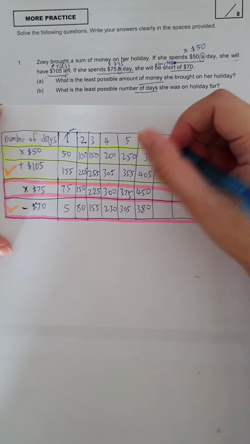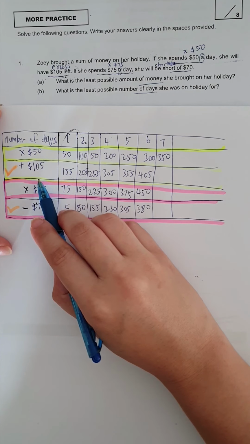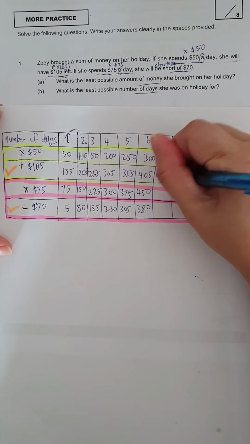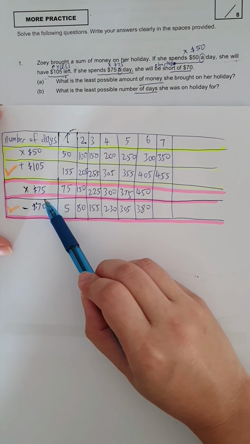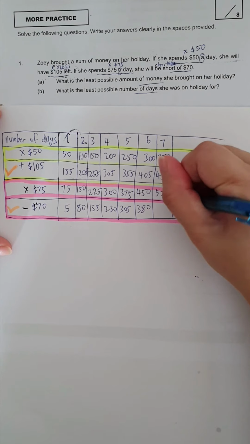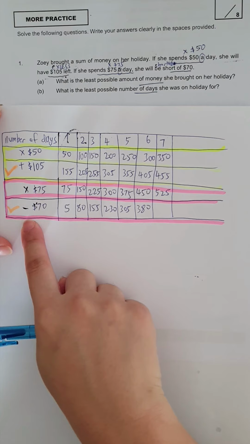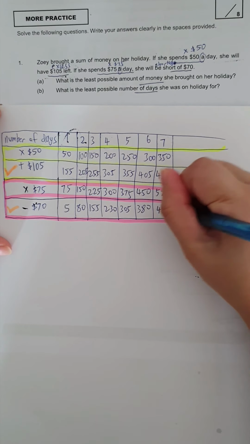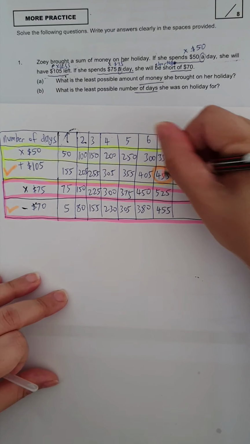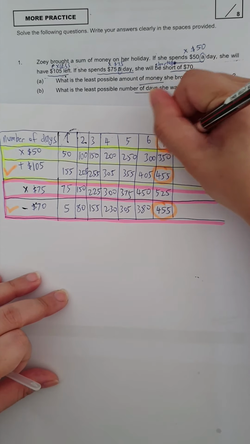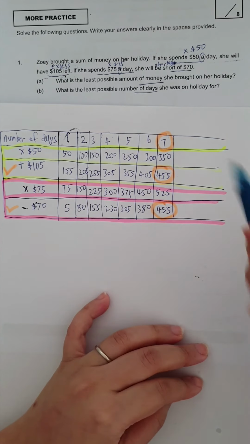7 times 50, 350. 350 plus 105, it will be 455. Next one, the number of days. If it's 7 days, 7 times 75 will be 525. And then if you minus 70, 525 minus 70, you will get 455. Oh, can you see the number appeared? It's here. Please circle it so your teacher knows what you are doing. Straight away, because it's very nicely on one whole column, my numbers are all here already.